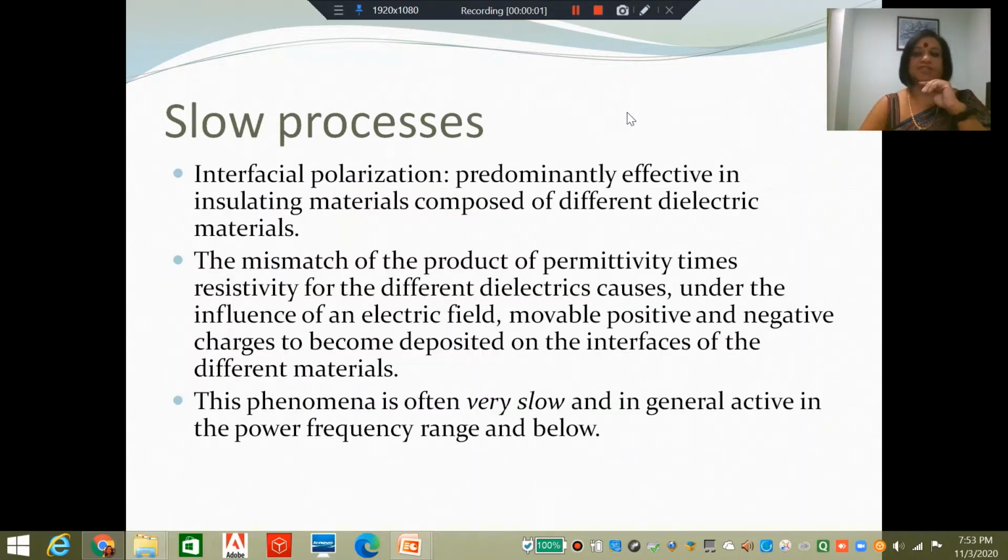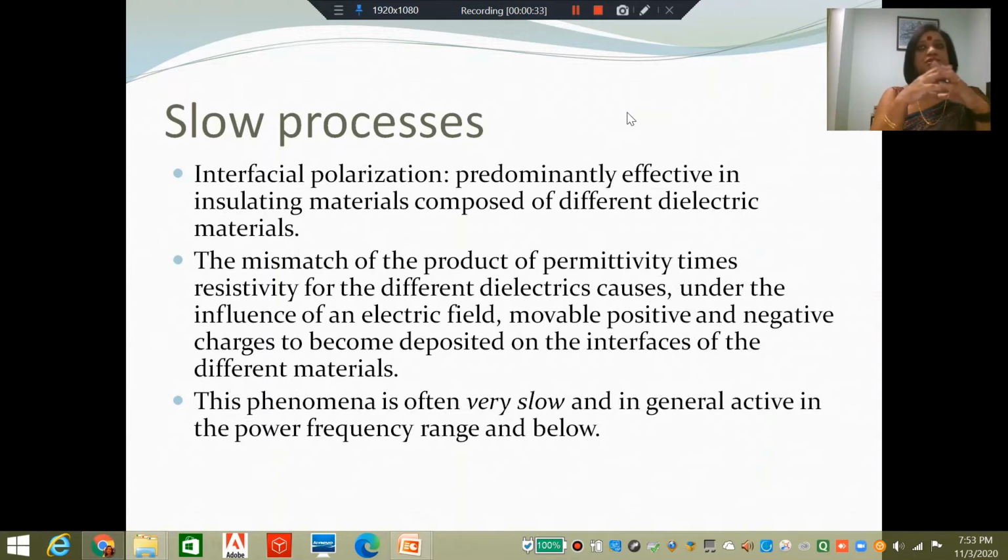So as we have discussed, there are certain fast processes or instantaneous polarization processes, and then there are certain slow processes. Before we go on to discuss the slow processes, let us recapitulate what we have already discussed about the fast processes. Now, the first polarization process that happens in a material is due to the separation, the electronic polarization, where you have the positively charged nucleus, and then around it you have the negatively charged electronic clouds.